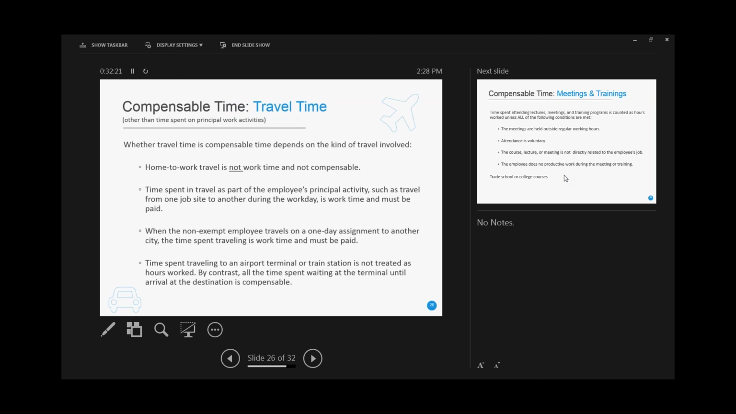When a non-exempt employee travels on a one-day assignment to another city, the time spent traveling is work time and must be paid. Time spent traveling to an airport terminal or train station is not treated as hours worked. By contrast, all the time spent waiting at the terminal until the arrival at the destination is compensable.